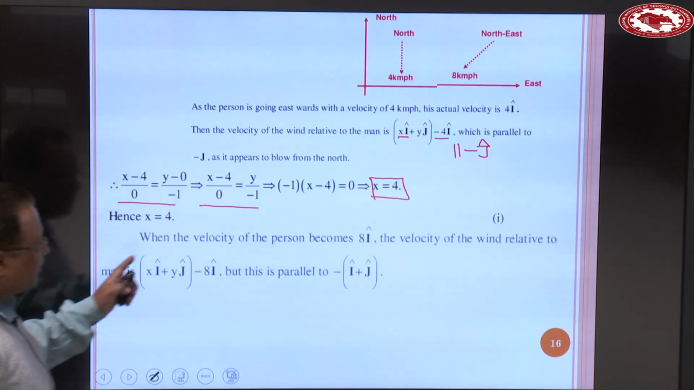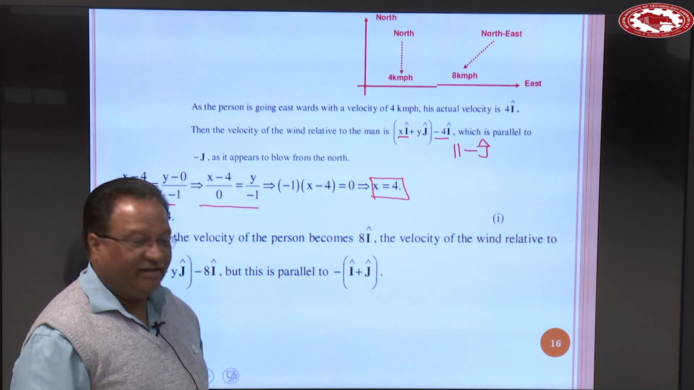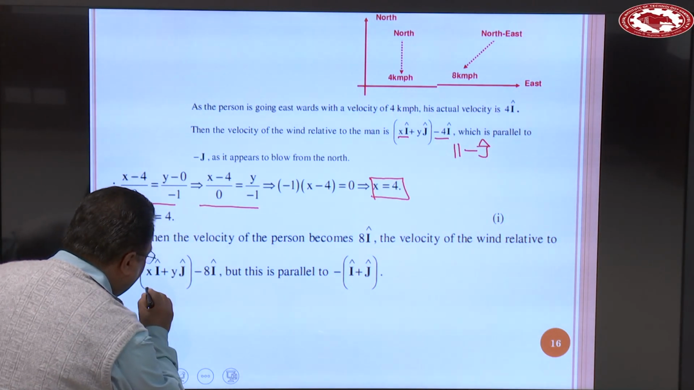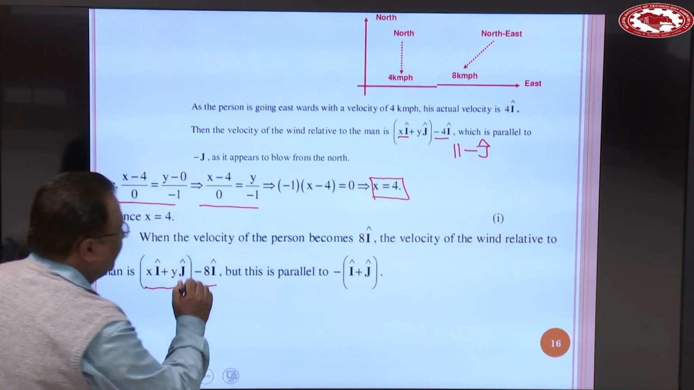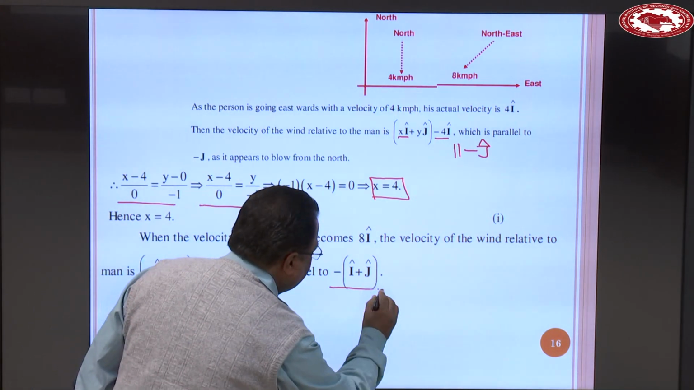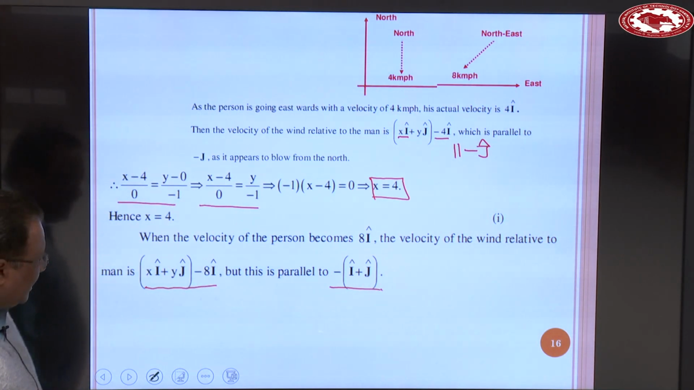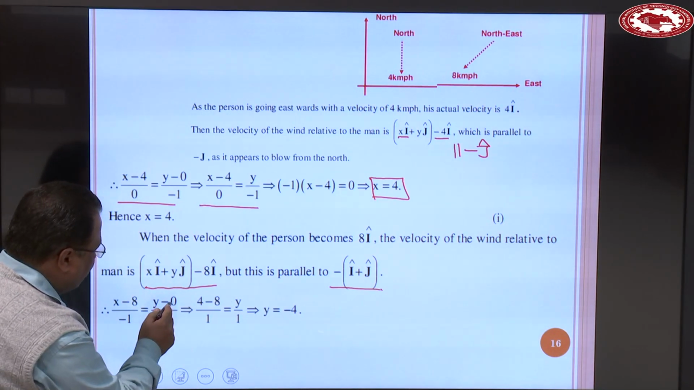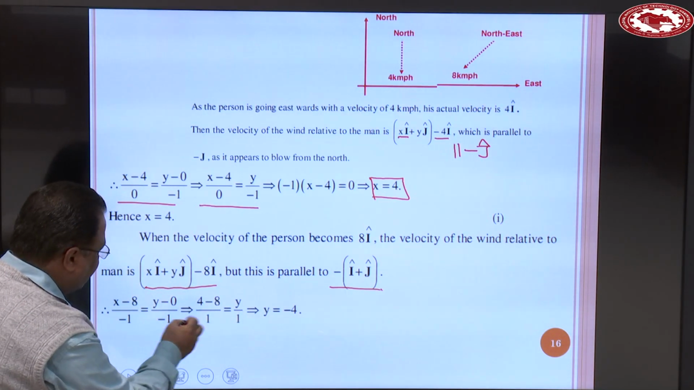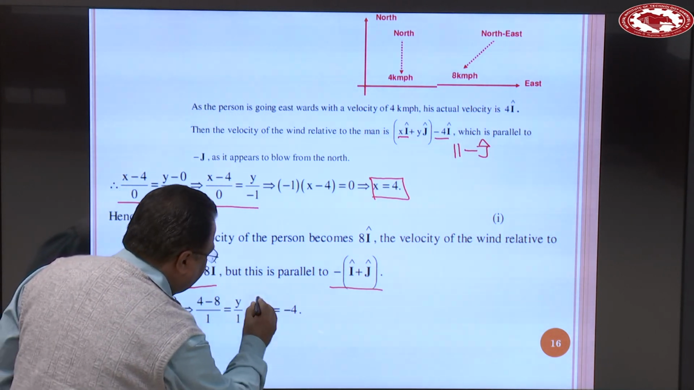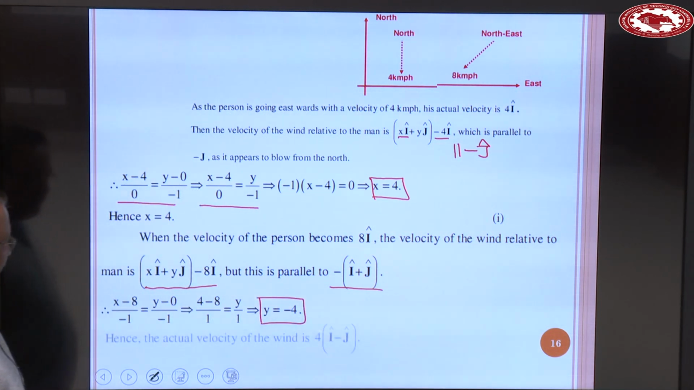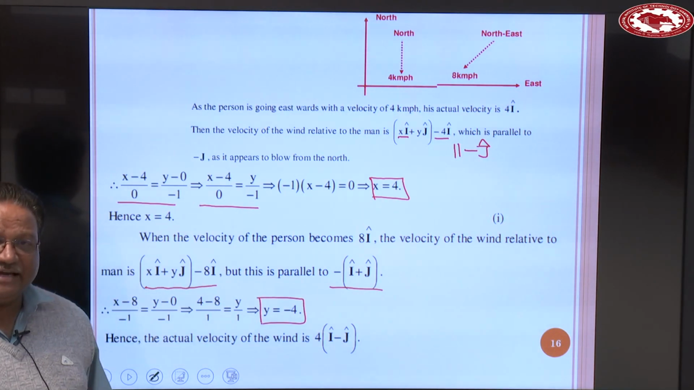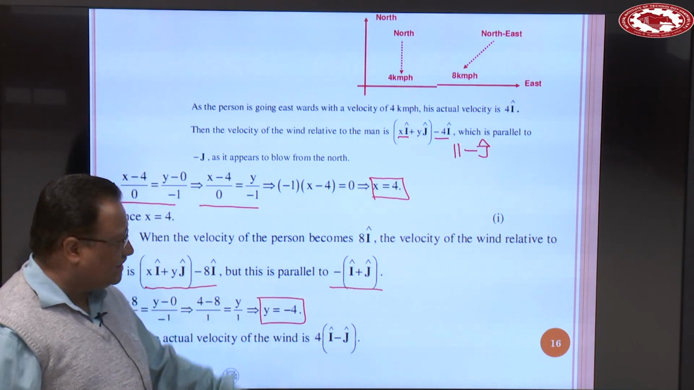Now, when the velocity of the person becomes 8i, the velocity of the wind relative to the man is xi cap plus yj cap minus 8i, but this is parallel to minus i cap plus j cap. Again, x minus 8 divided by minus 1 is equal to y minus 0 divided by minus 1, and substituting the value of x, you will get y is equal to minus 4. Hence, the actual velocity of the wind is 4 times i cap minus j cap.